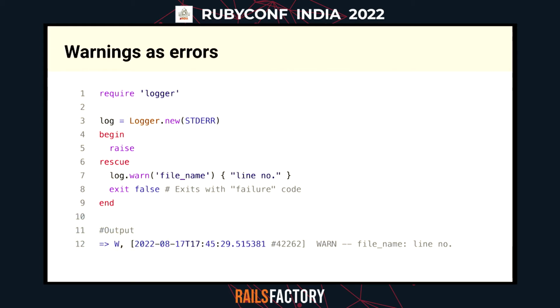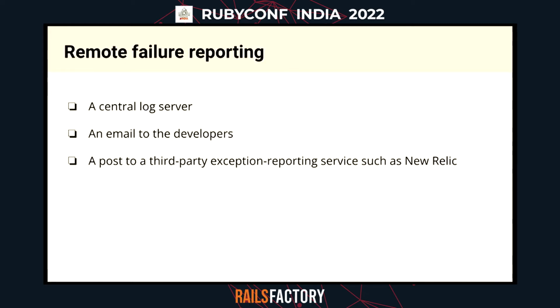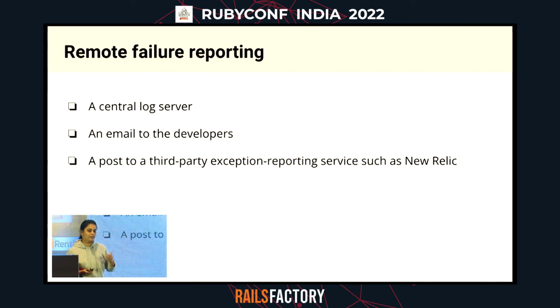Sometimes a developer may want to get notified about the failures instead of halting the execution. In such cases, we can use Ruby's warn method. Sometimes we may want to get notified about the failures in some central location. There are a few possibilities for that: a central log server, or you can send a failure report to the developer by email, or there are some third-party services available which you can use to post the reports, such as New Relic.